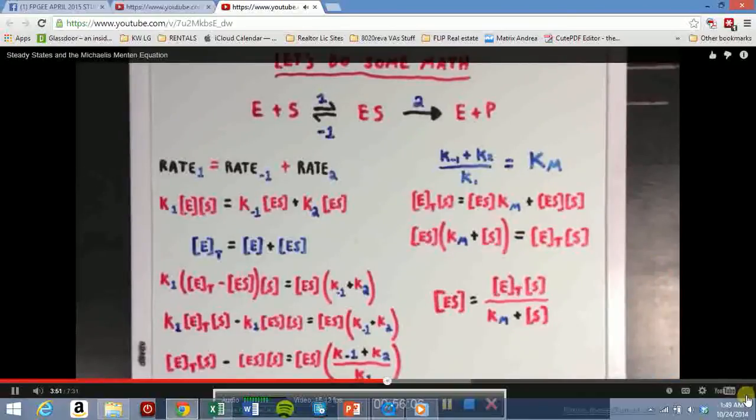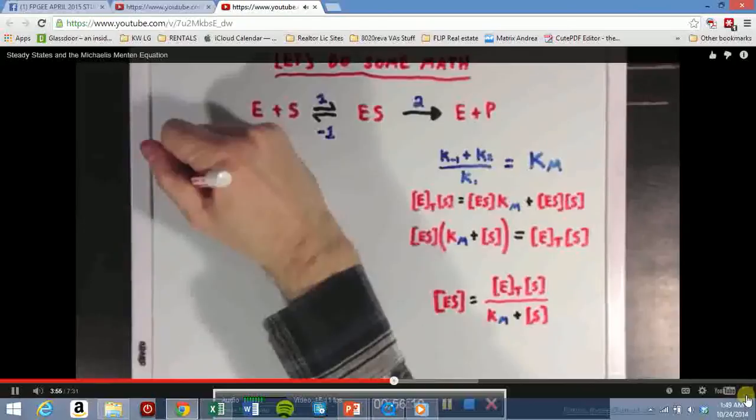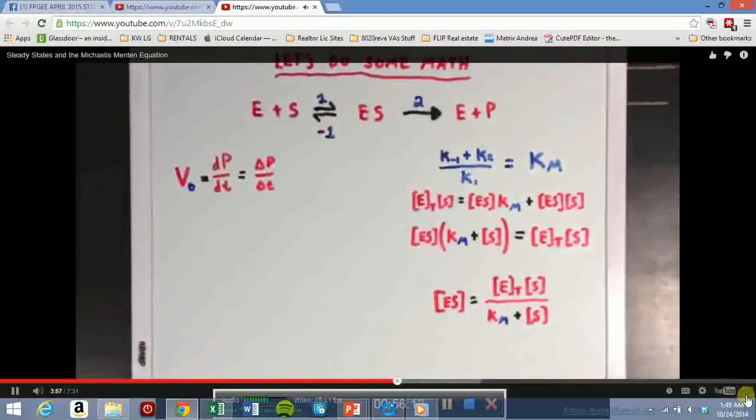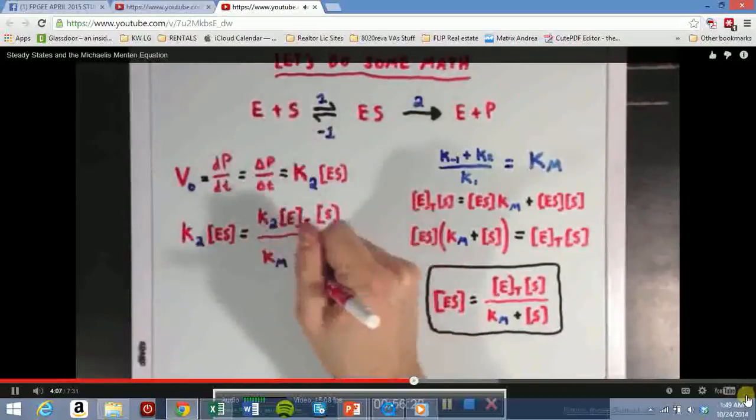So I'll make some more room over here, and now what I'm going to do is remind you that the speed of our whole process, which I'll call V0, is equal to the rate of formation of our product, which we called rate 2 before, which is also equal to K2 times ES. So now using our equation over here, I'm going to multiply both sides of the equation by K2.